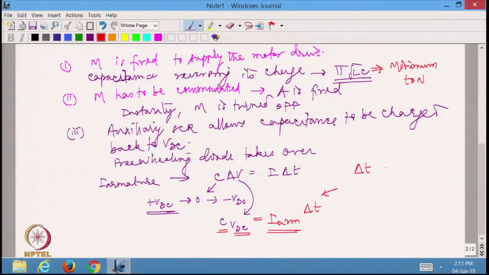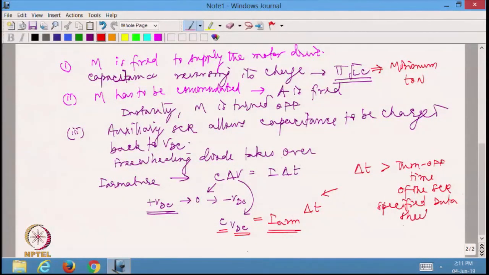Delta t has to be greater than the turn off time, which is the recombination time for the charge carriers to recombine. So, this turn off time has to be greater than the turn off time of the SCR, which is specified in the data sheet. This will normally be specified in the data sheet.